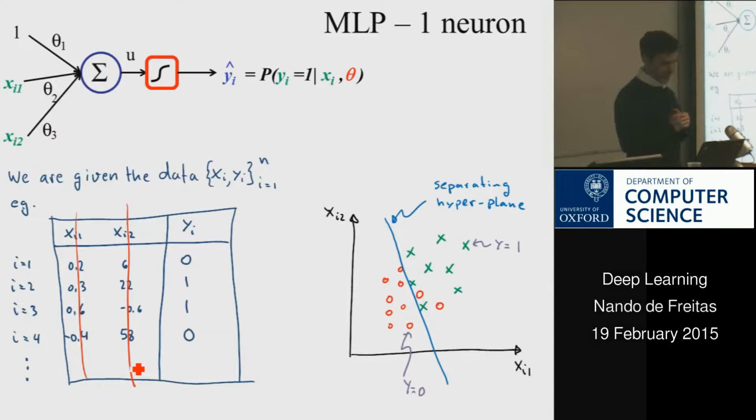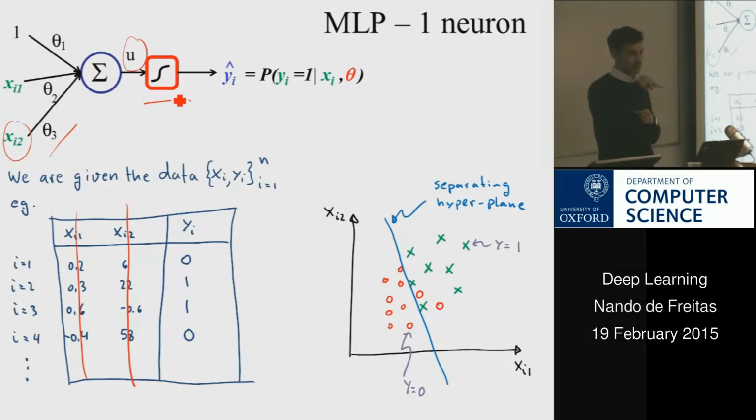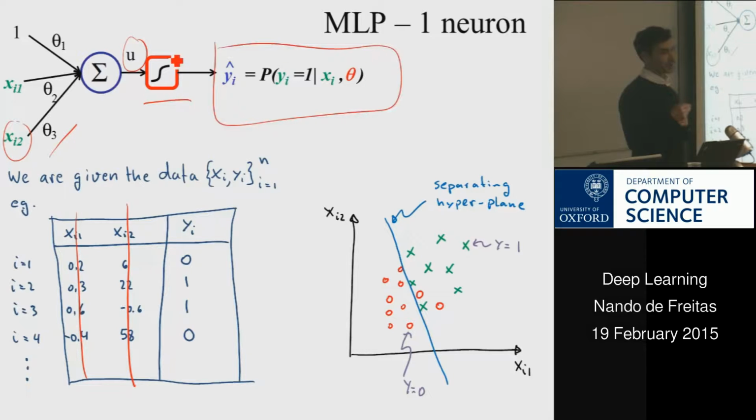We said that one way to model it was with parameters that multiply the input, and that gives you a linear output that then is squashed through a sigmoid function between 0 and 1, so that we can interpret the output as the probability that you should be of class 1.